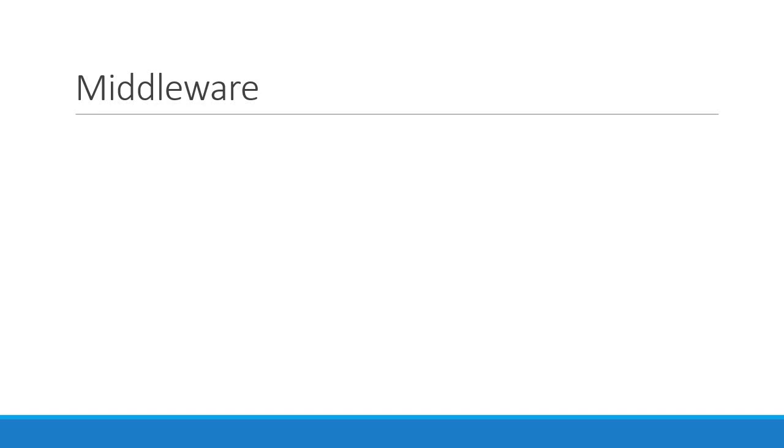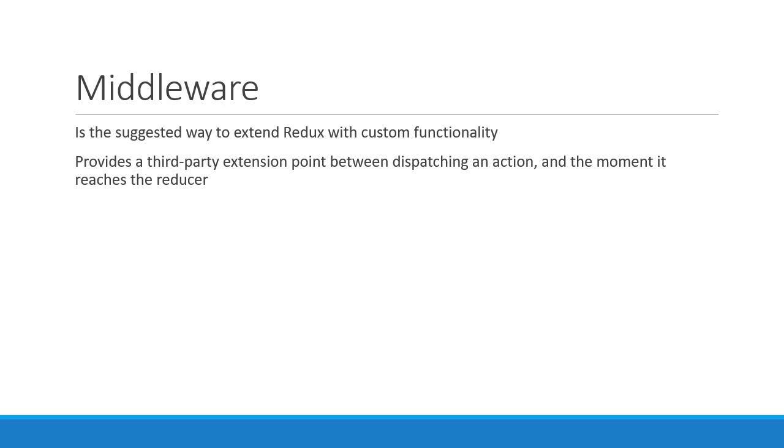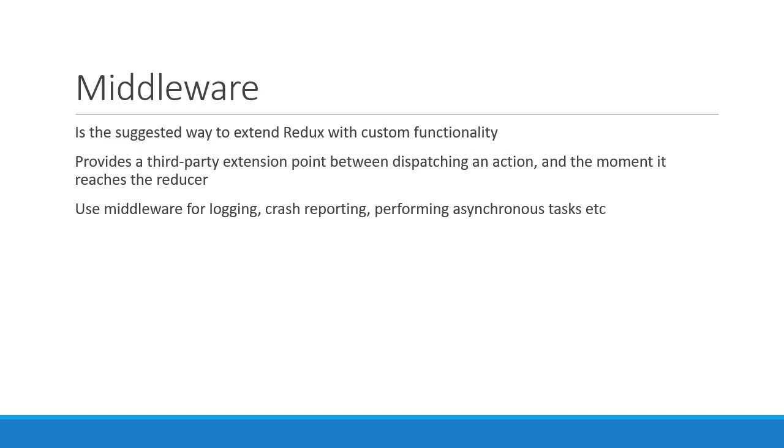Welcome back everyone. In this video, we are going to take a look at another concept in Redux, which is middleware. Now middleware, which is also the plural, is the suggested way to extend Redux with custom functionality. So if you want Redux with extra features, middleware is the way to go. It basically provides a third-party extension point between dispatching an action and the moment it reaches the reducer. You can use middleware for logging, crash reporting, performing asynchronous tasks, etc.